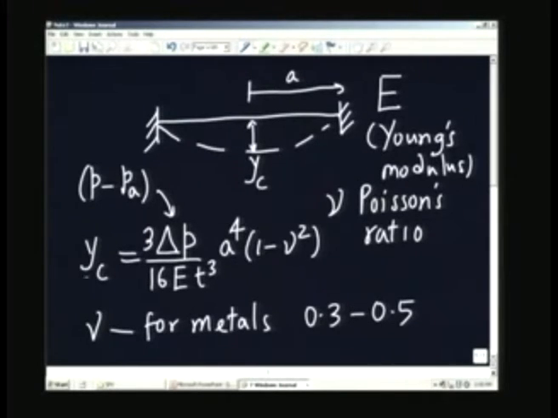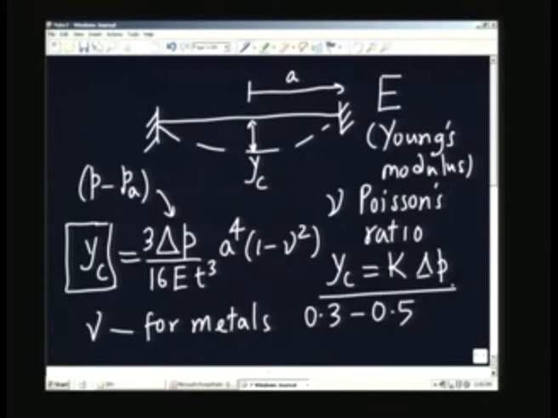Therefore, you see that the displacement at the center is directly proportional to delta p, and all the other things are material constants or geometrical constants. Therefore, y_c is equal to some k times delta p, or you can also write it as delta p equal to y_c multiplied by k dash, where k dash is 1 over k, and k dash is nothing but the gauge constant.